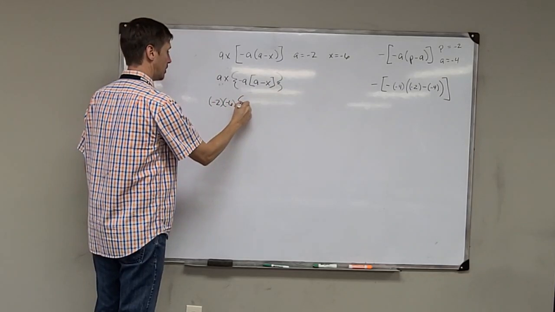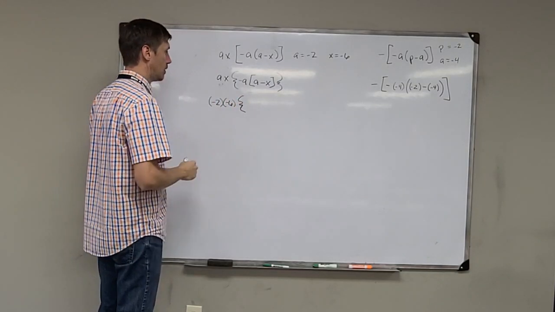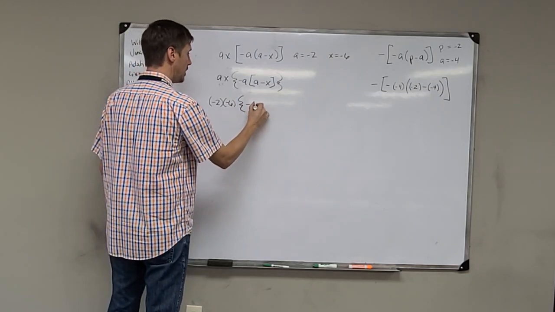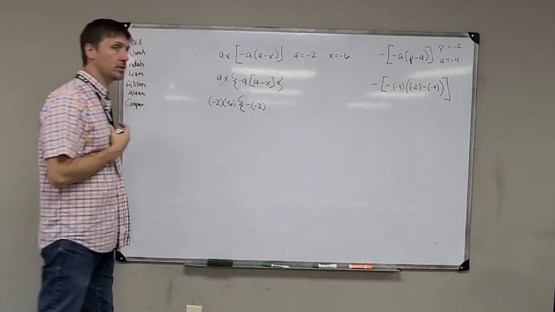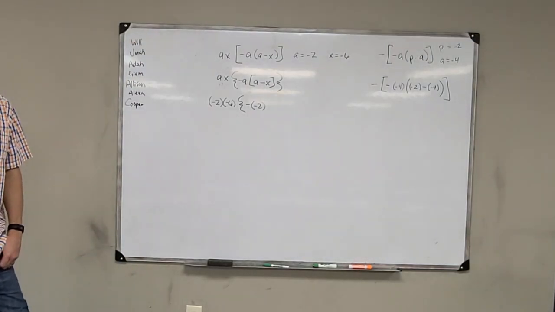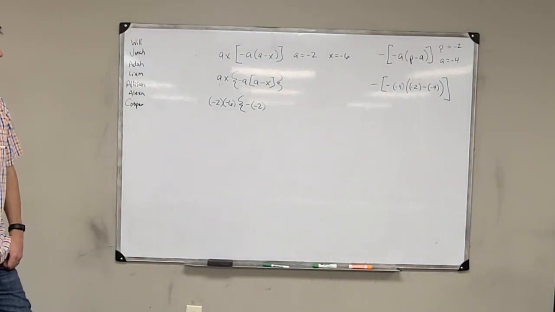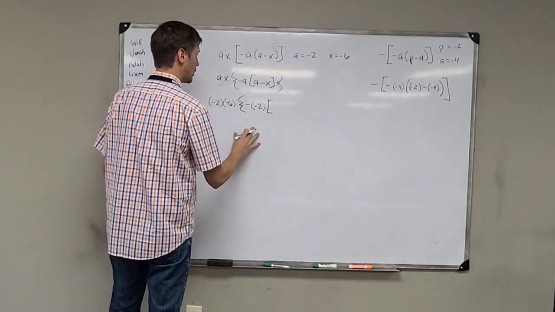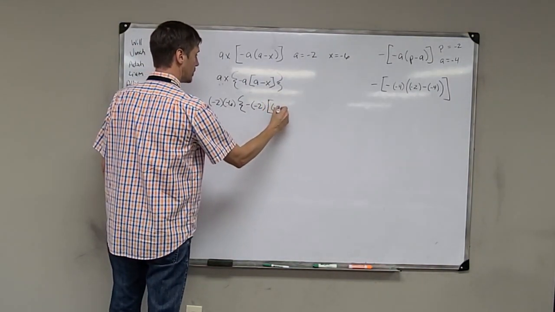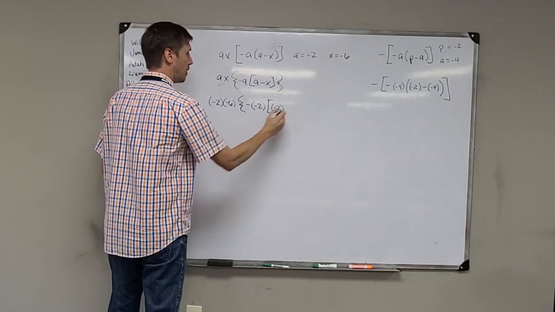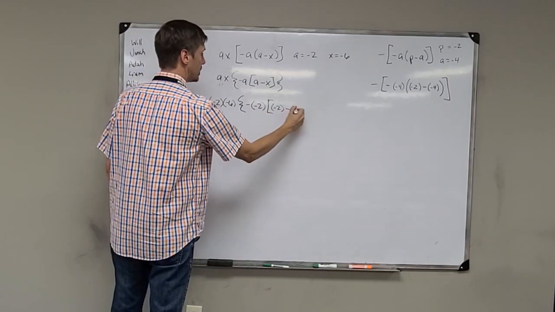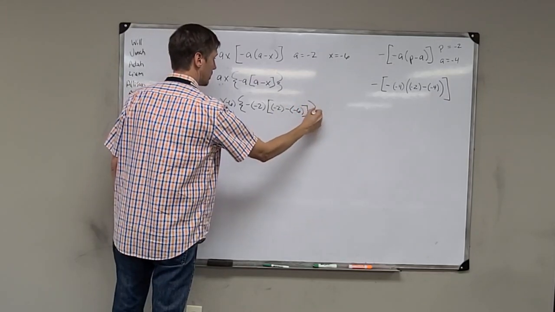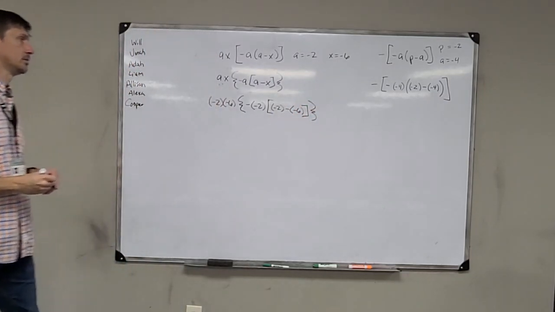Here's our curly brace. We've got a negative A, and A is -2, so we put that in parentheses. Stop me at any point if you're like, wait a minute, why did you do that? Make sure that you guys are tracking with me. Square bracket, A in parentheses, -2, minus X in parentheses, -6. Close my square brackets, and close my curly braces.